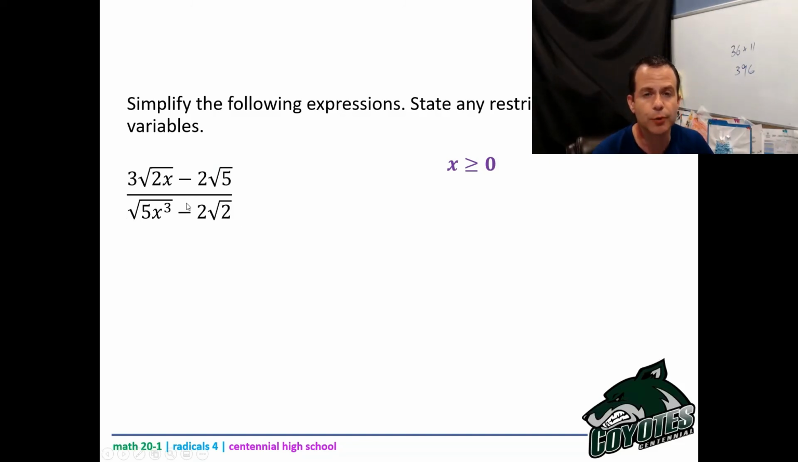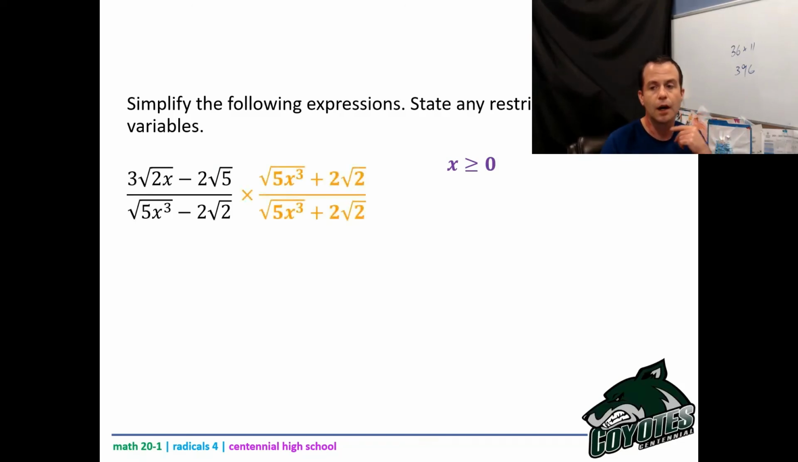Okay, so now I'm going to multiply by the conjugate, which is the root of 5x cubed plus 2 root 2. The root of 5x cubed plus 2 root 2. All right, so let's deal with the bottom first. Don't let this scare you, okay? You're going to be able to do this. It just might take a little bit of processing.